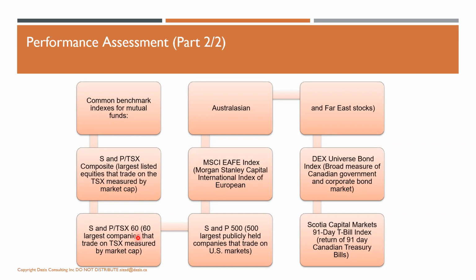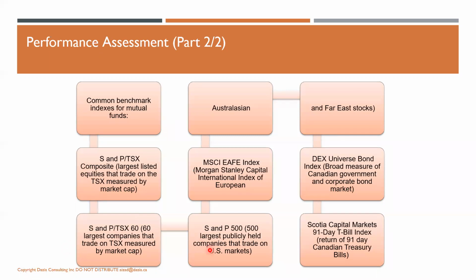Then we have the S&P TSX 60. This is the 60 largest companies on the stock exchange in Toronto. I don't remember exactly, I think roughly 1,500 companies are listed on the TSX. Here you have only the 60 largest companies. That is another benchmark. If your portfolio has big companies, you should compare it with the S&P TSX 60. You should not compare it with the S&P composite index, right? So it depends on what your mutual fund composition is.